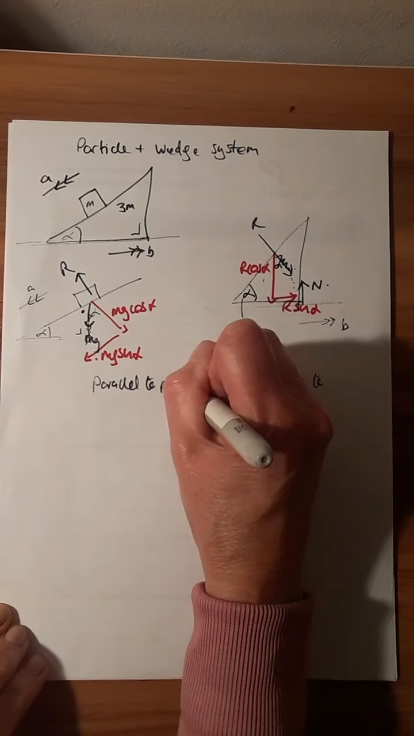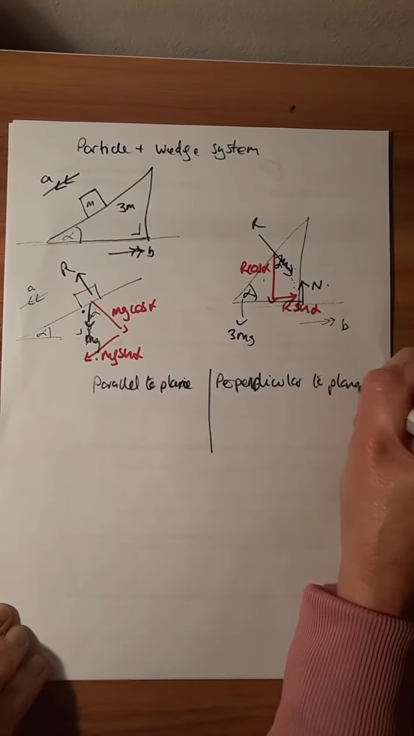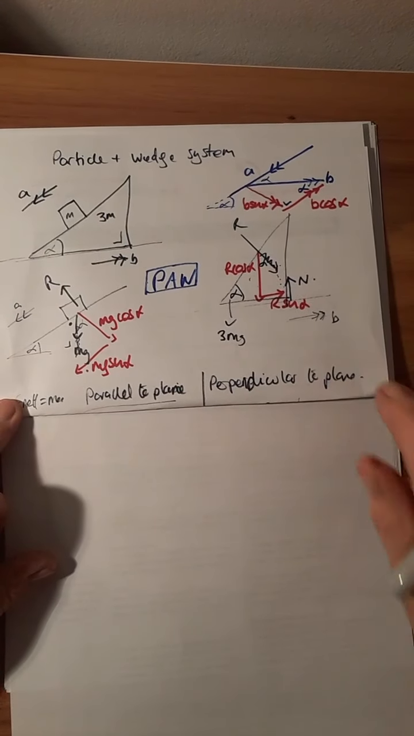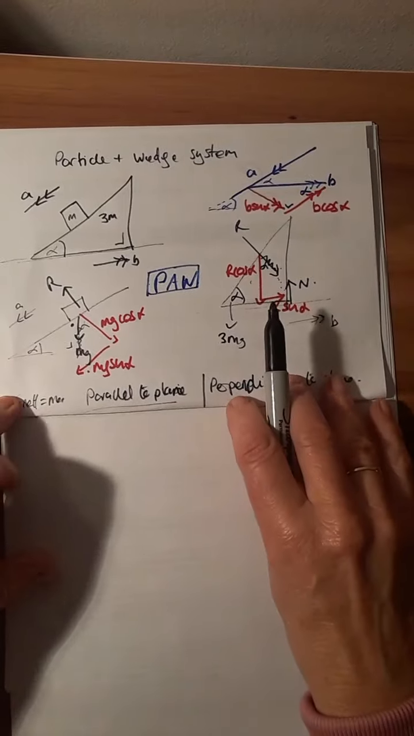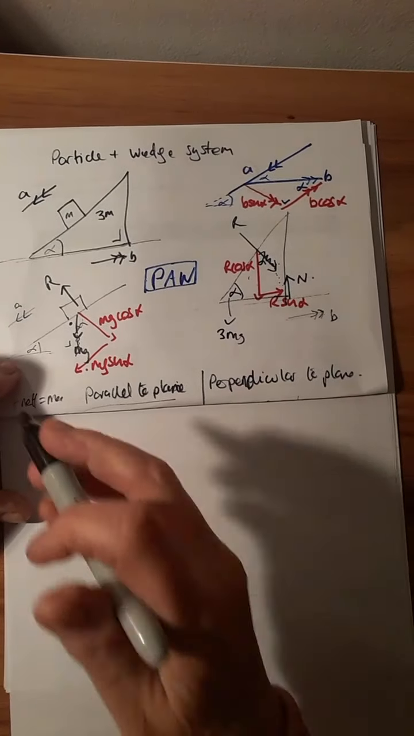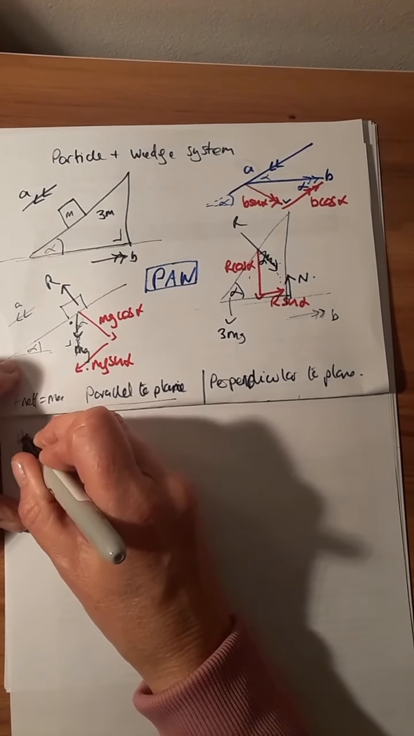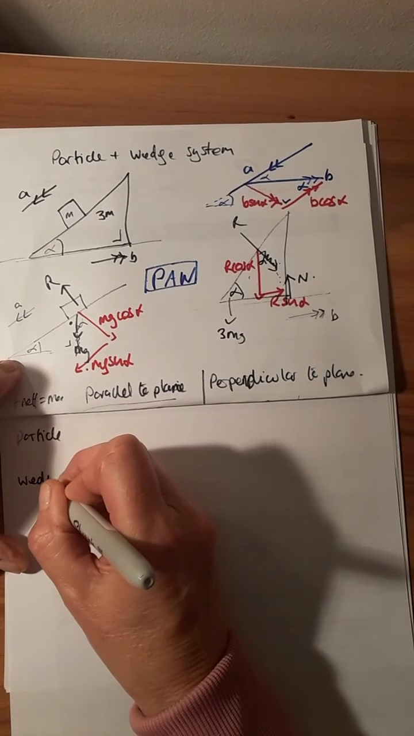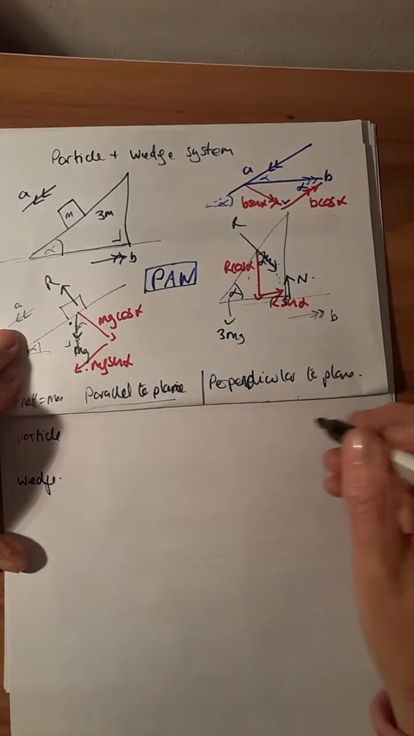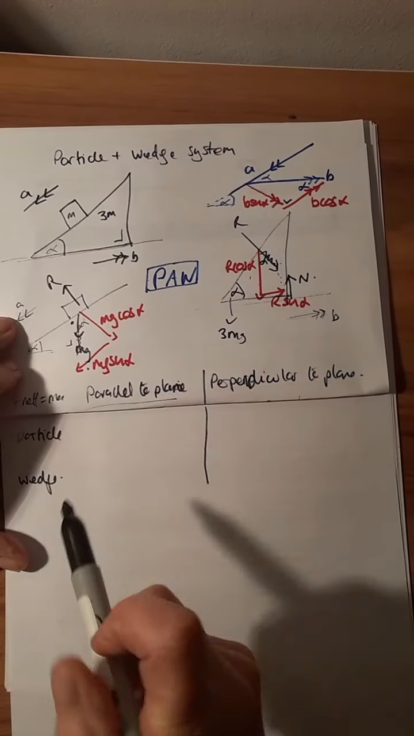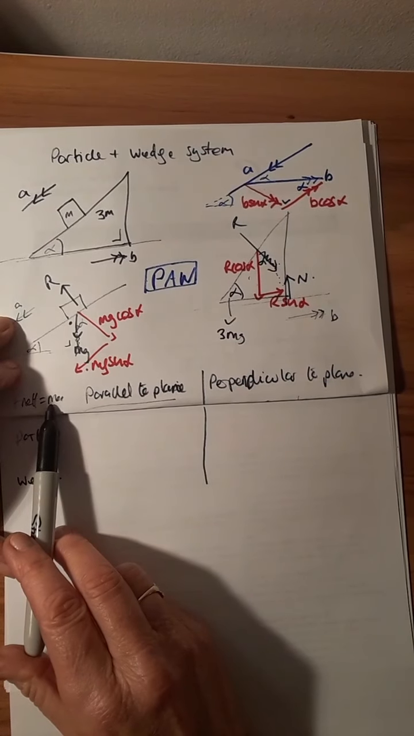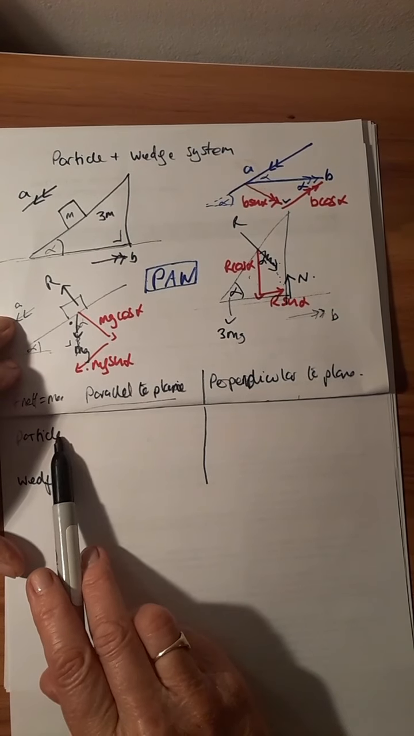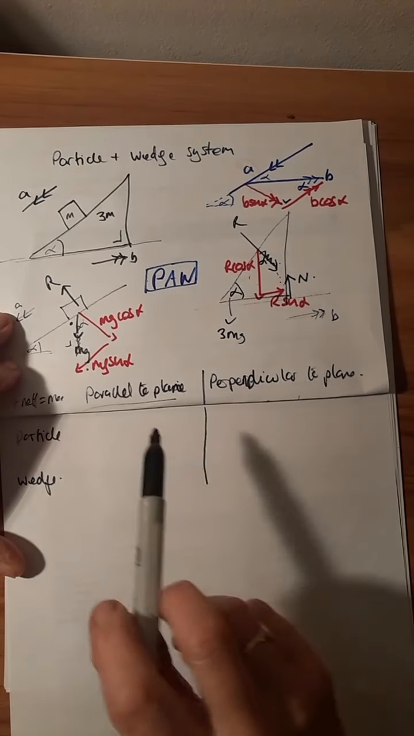That should be PLNE, perpendicular. Okay, so we're going to write up the equations that we're interested in. We're going to write up equations for the particle and for the wedge, parallel to the plane and perpendicular to the plane. So we're looking at F net equals ma. We're going to write Newton's second law equation for the particle under two conditions.